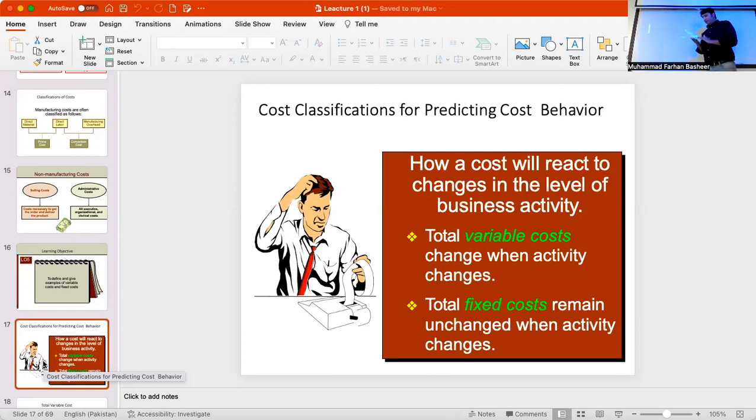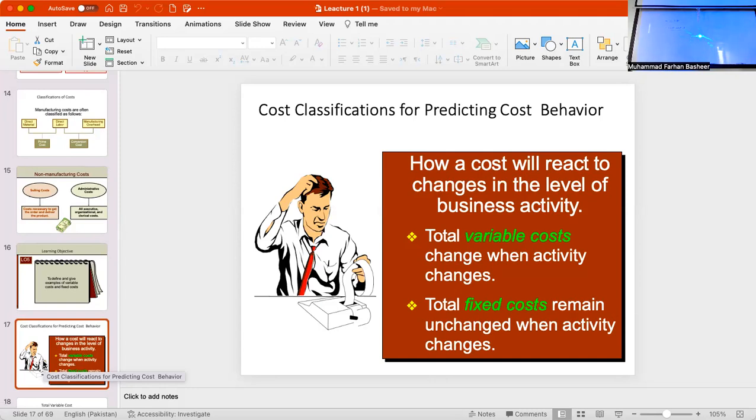Actually, beta, whenever we have different classifications of the same thing, it means every classification has certain objectives. So the first classification of cost is direct and indirect. The second classification is fixed versus variable cost. Can you find any difference between them?